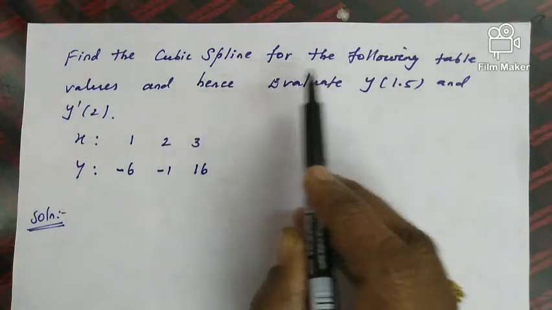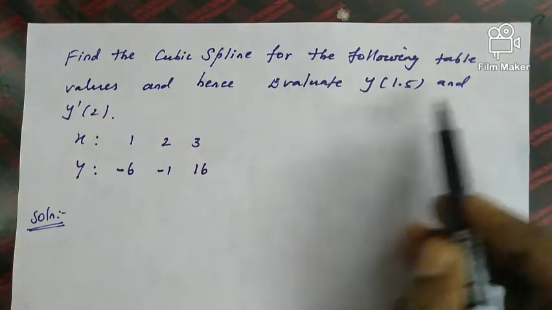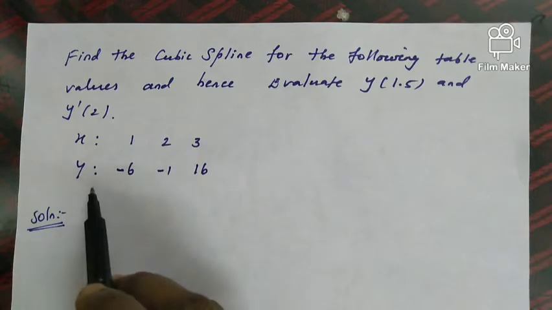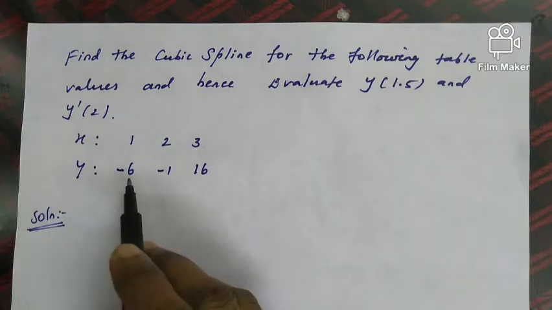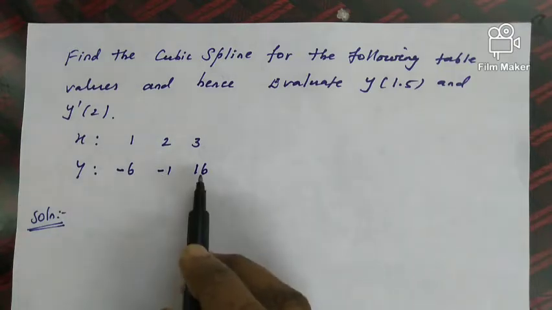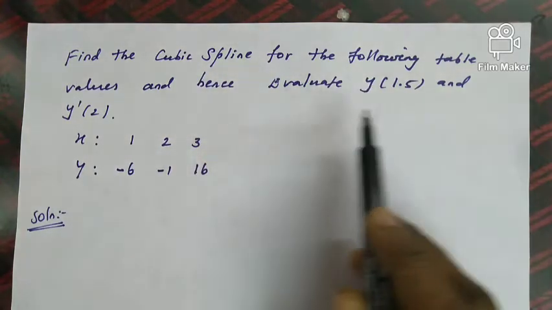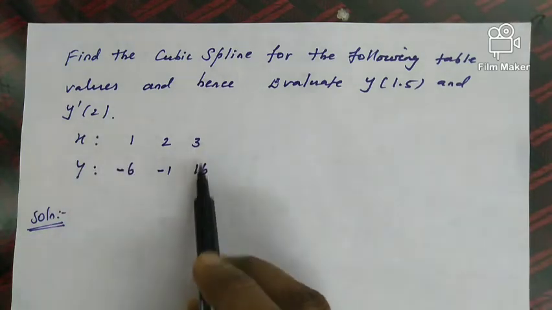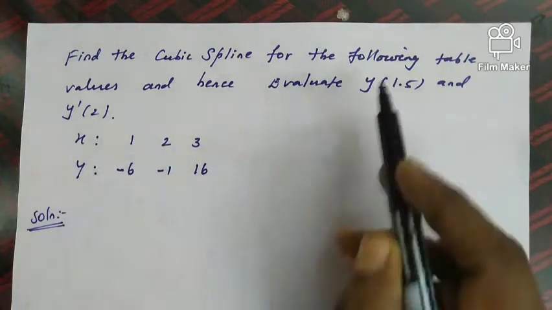Find the cubic spline for the following table values and hence evaluate y of 1.5 and y dash of 2. The x data 1, 2, 3 and y data minus 6, minus 1, 16. So here the given x values are 1, 2, 3 and y values are minus 6, minus 1, 16. For this data only we are going to find cubic spline, and also we are supposed to find y of 1.5 and y dash of 2. So first we will find the spline equation. After completing that we will go for the second part of the question.